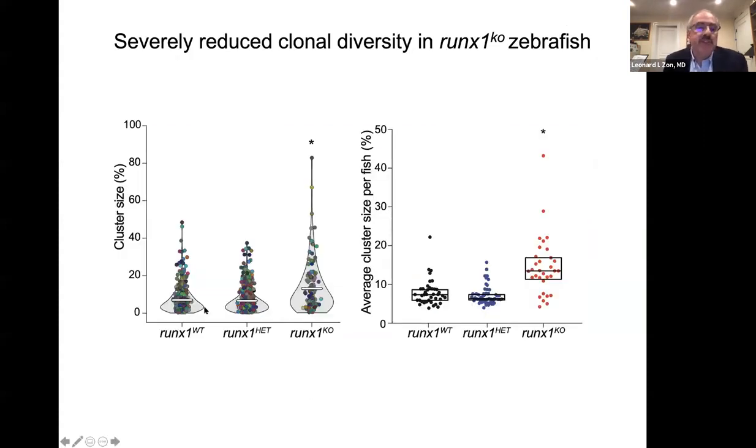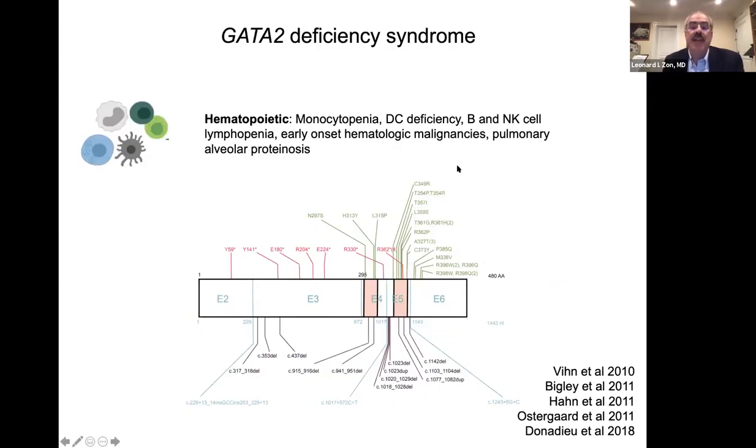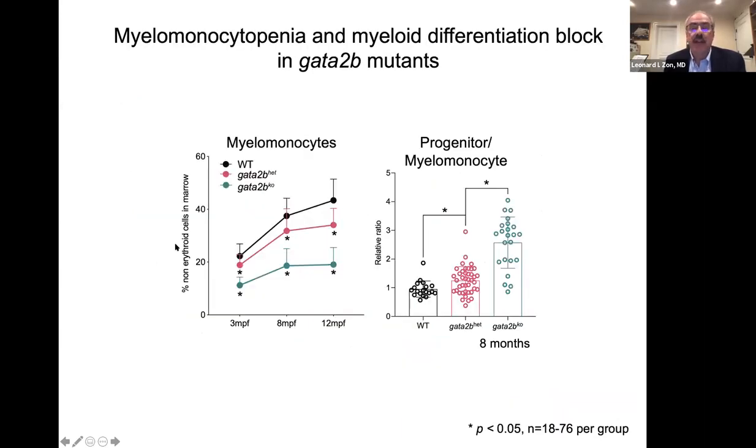Shown here is just a look at the cluster size. And you can see here the higher cluster size of the knockout, meaning the individual clones are larger with respect to the RUNX1 knockout. And then we looked at a GATA2 deficient animal, and Serene actually made a GATA2 mutant for the fish. And this fish has myelomonocytopenia, which is very similar to what happens in the human situation with GATA2 mutations. And you can see there's an overrepresentation of progenitors compared to mature lineages.